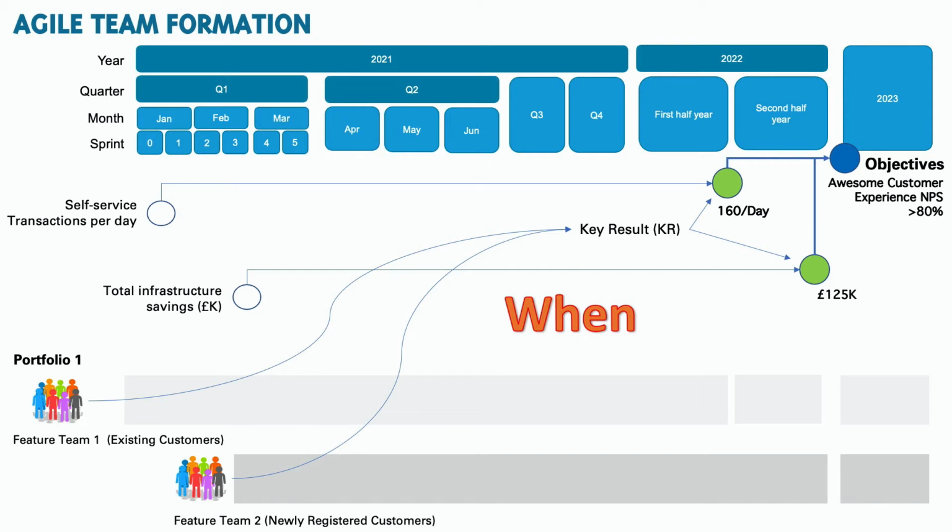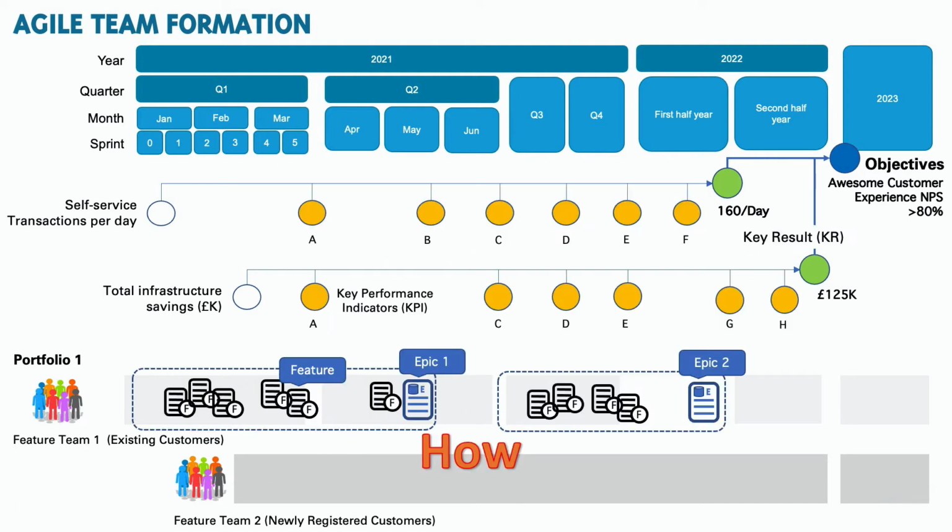In this example, we have defined 2 key results. Self-service transactions per day, total infrastructure savings. 2 Agile teams are formed. The first will be mobilized on the 1st of January 2021. It shall focus on the use cases for the existing customer base. The second Agile team will be mobilized a few months later on the 1st of March 2021. This Agile team will focus on the use cases specific to newly registered customers. Working with a common portfolio product backlog structure, they'll both contribute to reaching the initial key results. Simply put, the Agile teams determine when these key results will be achieved.